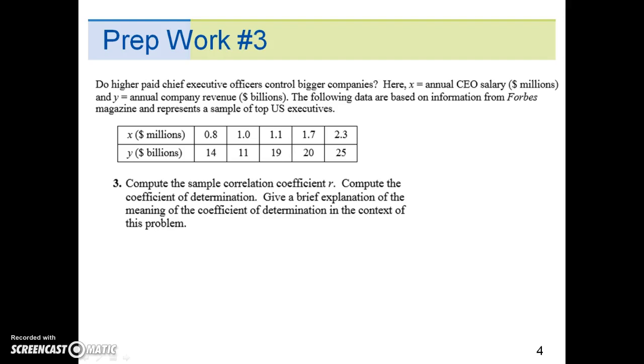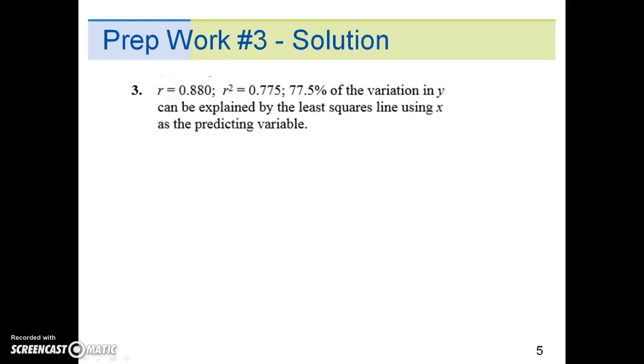At this point, I'd like you to pause and give this problem a try on your own. And whenever you're ready to see the solution, go ahead to the next slide. And here's the solution for prep work number 3.